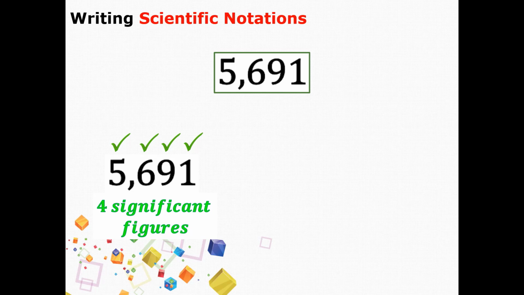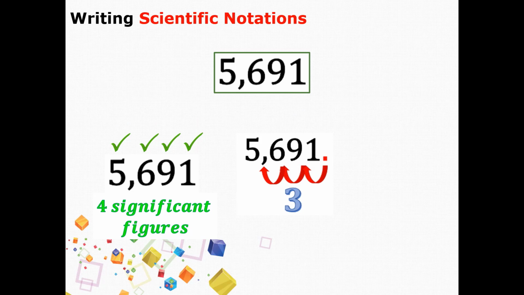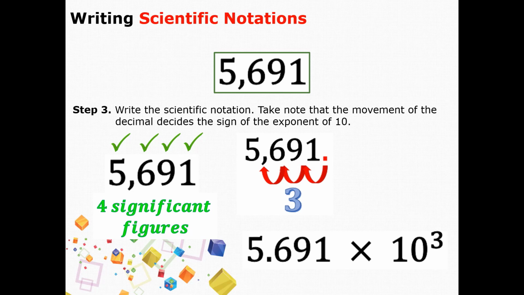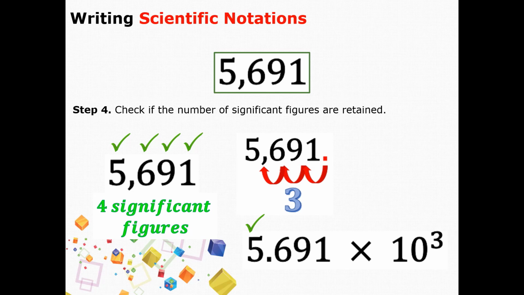Our next step is to move the placement of the decimal notation to create a numerical figure with no more than the units digit. By moving it, we can write now the scientific notation, and take note that the movement of the decimal decides the sign of the exponent. Lastly, we need to check if the significant figures are retained. We still have 4 significant figures, therefore our scientific notation is correct.